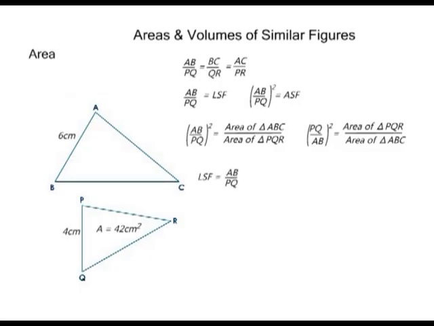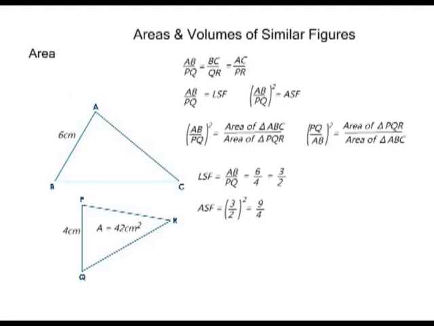Linear scale factor is equal to AB over PQ, which is equal to 6 over 4, and that is equal to 3 over 2. Area scale factor is equal to the linear scale factor squared. (3 over 2) squared is equal to 9 over 4. Now in our linear scale factor, we used AB over PQ, and so in the area, we also maintain the ratio. So we have triangle ABC over triangle PQR.